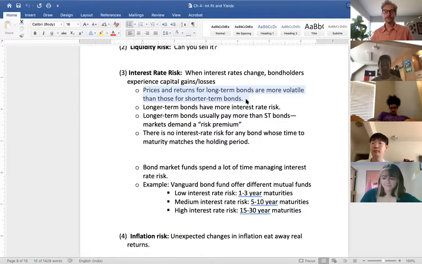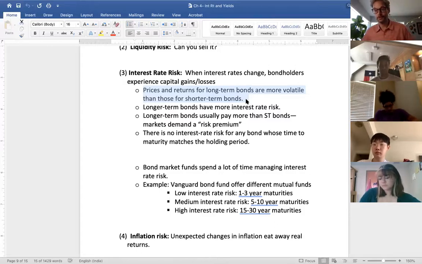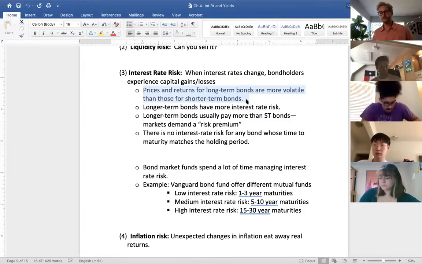So as we talked about a minute ago, interest rate risk is greater for longer term bonds, right? So you can protect yourself from interest rate risk. And how do you protect yourself from interest rate risk? You buy short-term bonds, right? Buying short-term bonds is a way to protect yourself.